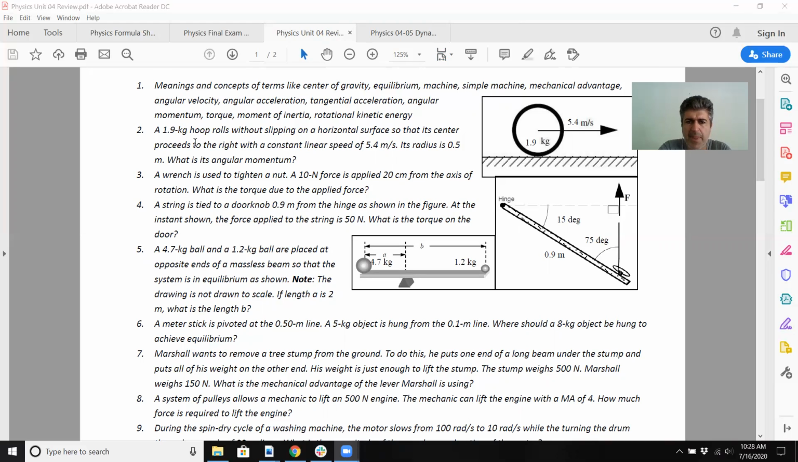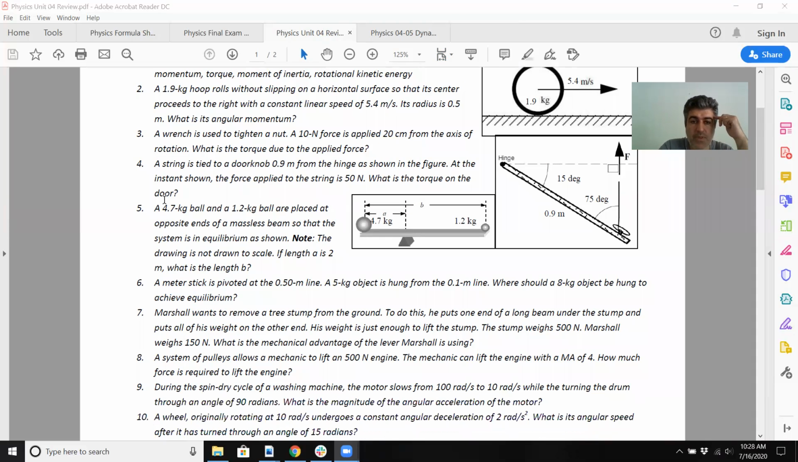We should have been told that. But I guess if you're not told, you assume it's 90 degrees. Sine 90 is 1, so don't worry about it. So it's 10 times 0.2. Remember, you got to change that from centimeters to meters. So you should do 0.2. 4 straight up. A string is tied to a doorknob 0.9 meters from the hinge.